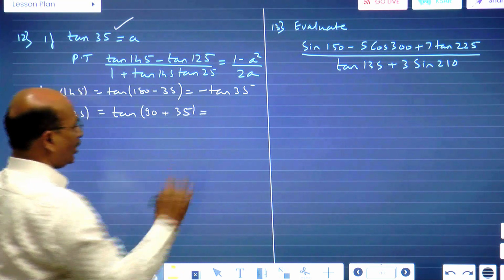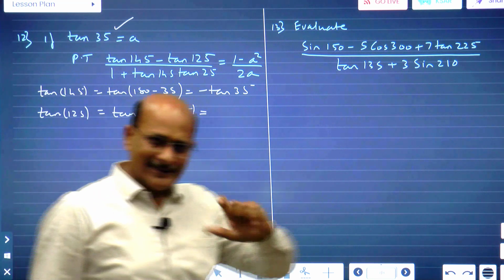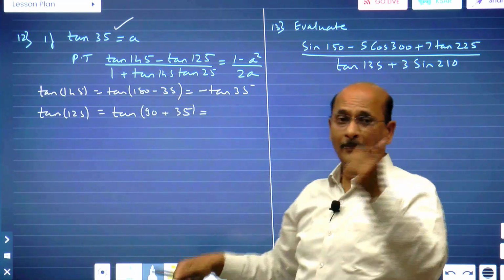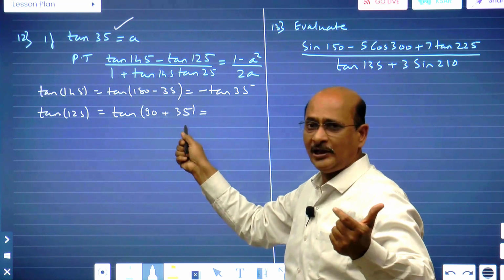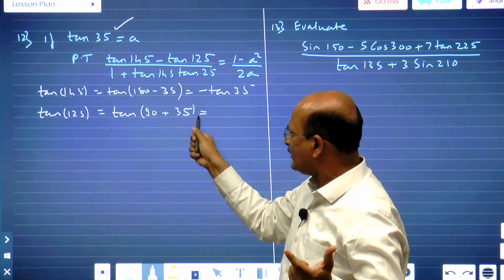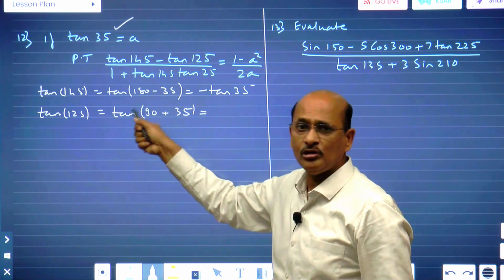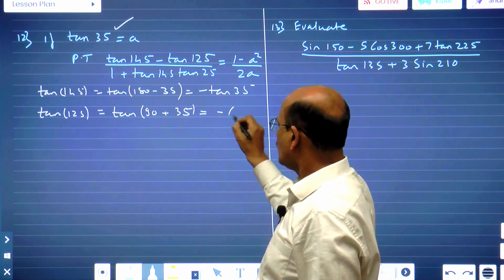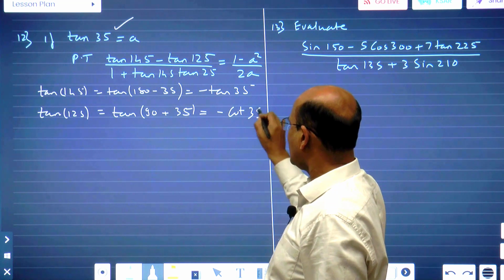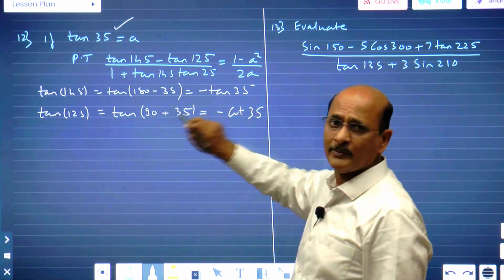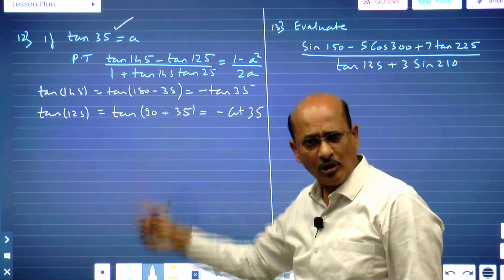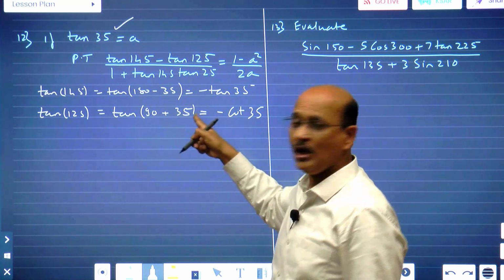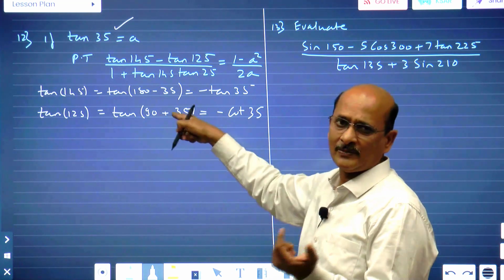Now again, hold on. 180, 360 plus minus theta, the ratio remains the same. But 90 plus minus theta or 270 plus minus theta, the ratio changes. So this is nothing but second quadrant. So minus cot 35. Tan will become cot, cot will become tan, sin will become cos, cos will become sin, only when it is 90 plus minus theta or 270 plus minus theta.